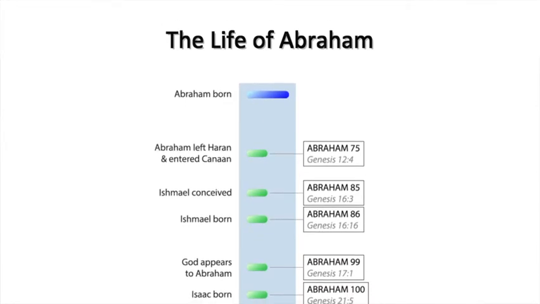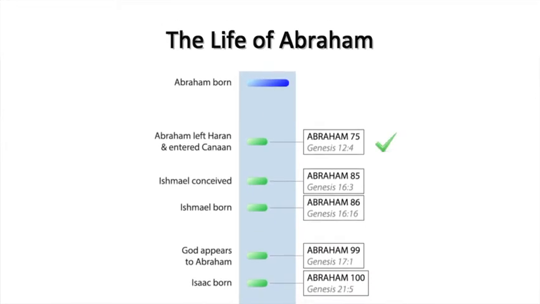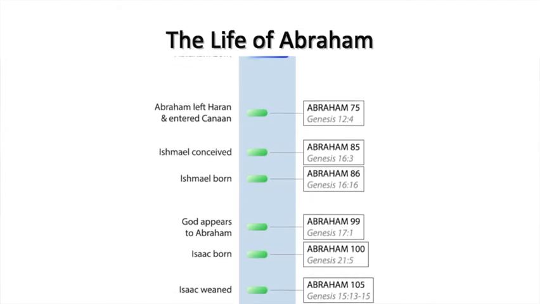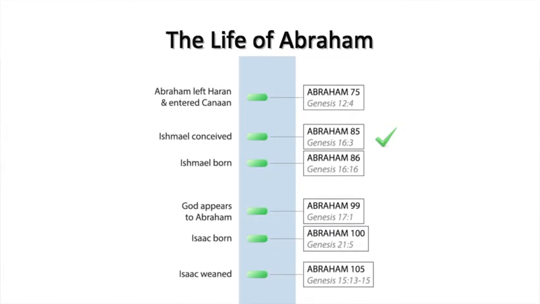At age 75, Abraham enters the land and receives the covenant, Genesis 12:4. This is the start of the 430 years of Galatians 3:16 and 17, and Exodus 12:40 and 41. Ten years later, at age 85, Ishmael was conceived. That's Genesis 16:13. At age 86, Ishmael was born. Genesis 16:16.